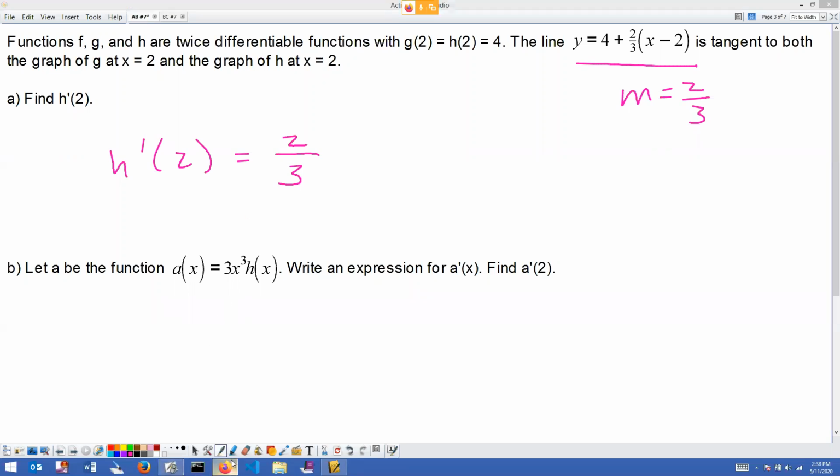Part A should be pretty straightforward there. Any questions on part A? What work do they expect for that?